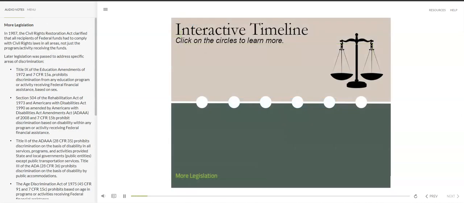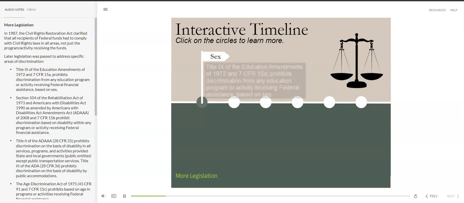More legislation. In 1987, the Civil Rights Restoration Act clarified that all recipients of federal funds had to comply with civil rights laws in all areas, not just the program or activity receiving the funds. Later legislation was passed to address specific areas of discrimination. Click on the circles to learn more.